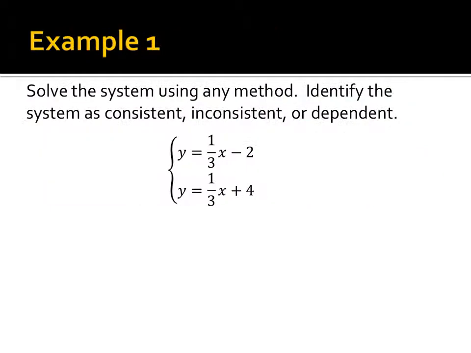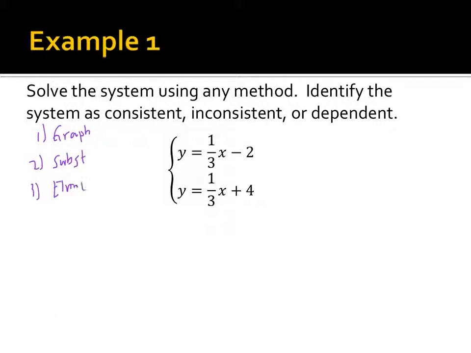So let's go ahead with the first one. Here is this system. Solve the system using any method. Identify the system as consistent, inconsistent, or dependent. Well, as soon as I see these equations, I've got three ways of doing this, right? I can either graph, I can either use substitution, or I can use elimination.